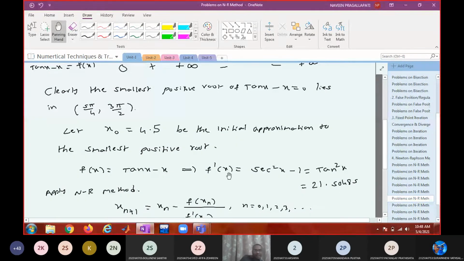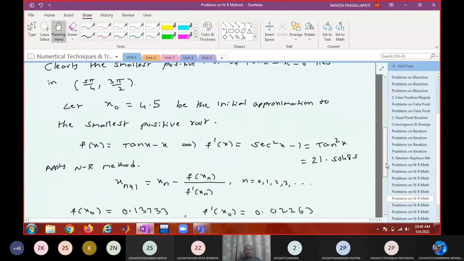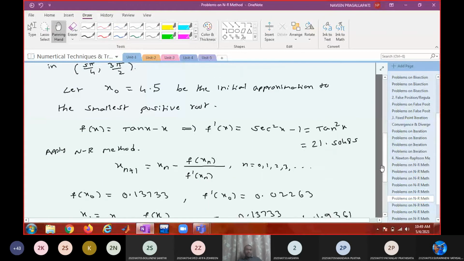Then f of x is tan x minus x, and what is f dash of x? Tan x derivative is secant square x, and the derivative of x is 1, and secant square x minus 1 is nothing but tan square x, because 1 plus tan square is secant square, therefore secant square minus 1 is tan square. So at x naught.